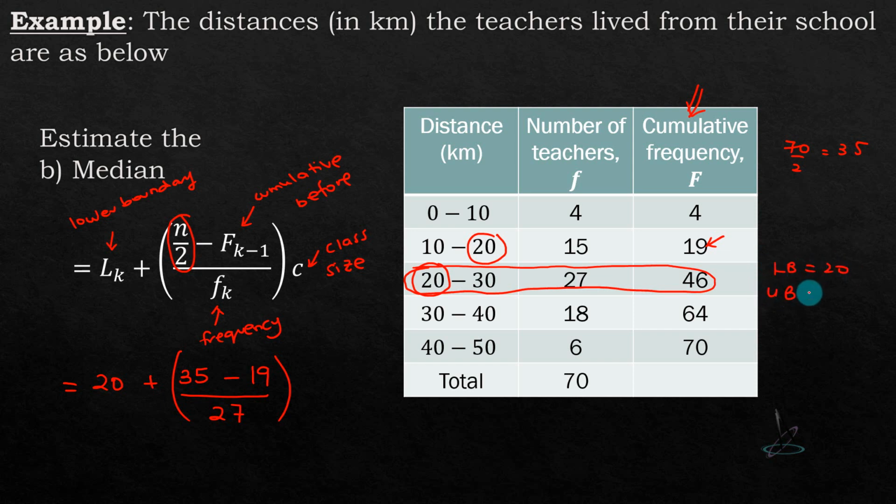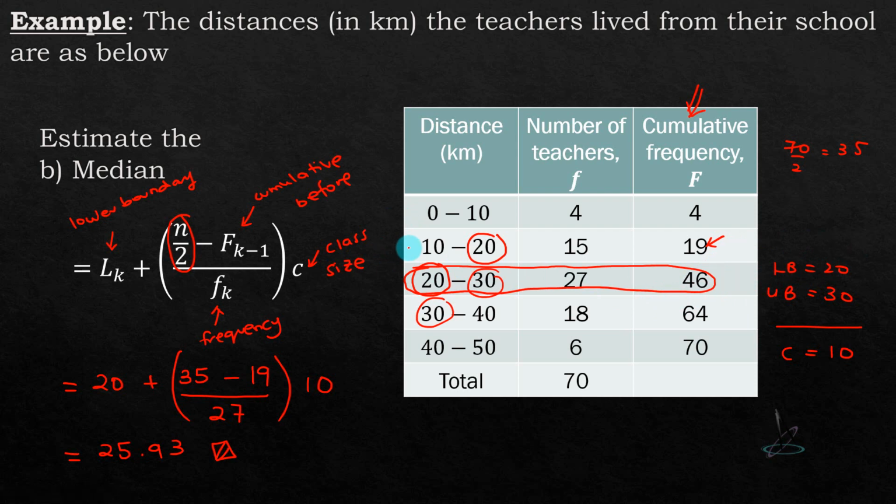So now let us check the upper boundary. So this is 30 plus 30. So 30 plus 30, divide them by 2. So we are going to get 30 as well. So of course, upper boundary minus the lower boundary, you can get the class size, which is equal to 10. So this is 10, and then using the formula, substitute everything into our calculator. We are going to get 25.93 as our median.